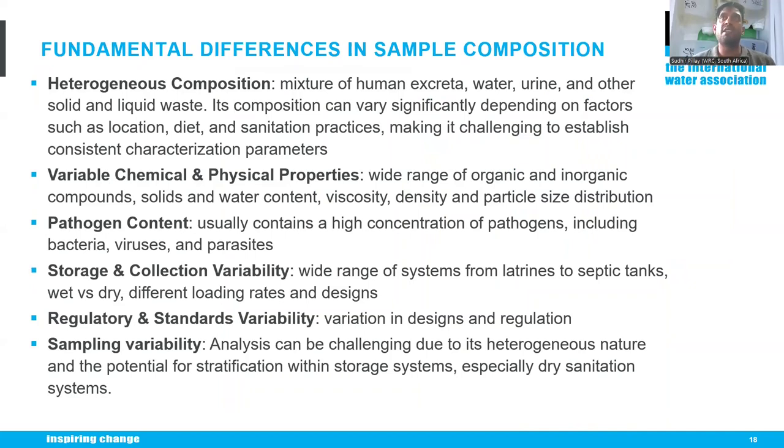One of the issues is that you have a heterogeneous composition. You could have a mixture of urine and feces. It could also be separated. From house to house, there might be variability. Even within the same area, you might have different types of toilets. And it comes to regulatory and standards variability, especially on designs and regulations. How it's stored is also quite different, from a latrine to a septic tank, and some may be stored for years. So this brings a layer of complexity when it comes to how to do surveillance in non-sewered areas. It's not a composite sample coming through where you have a more or less similar range. It's highly variable.